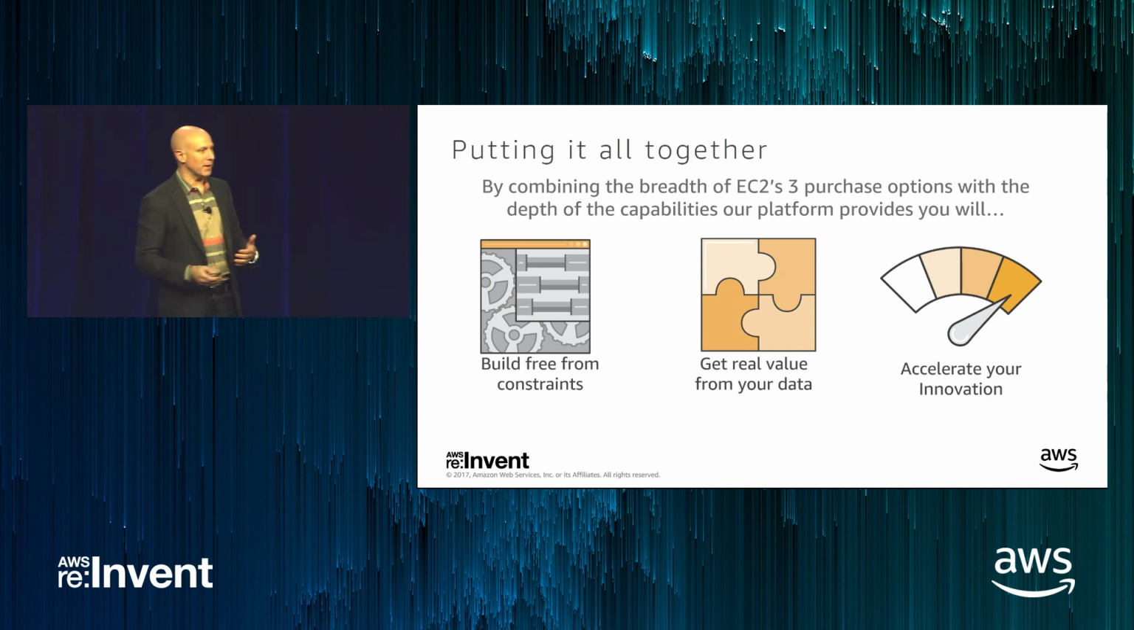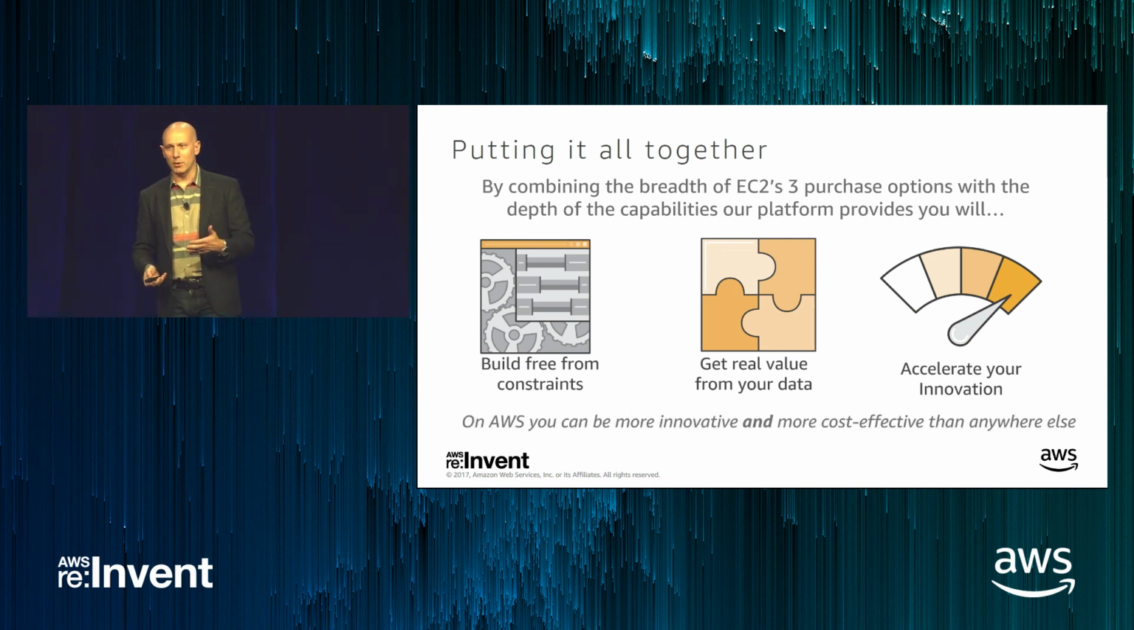Our CEO is fond of saying that invention requires 2 things: lots of experimentation and not having to live with the collateral damage of your failures. And that's kind of the whole point of this. That's why we have Spot. That's why we have on-demand. That's why putting them together is so powerful. And I really believe that on AWS, you can both be more innovative and more cost-effective than anywhere else by pulling all of this together.